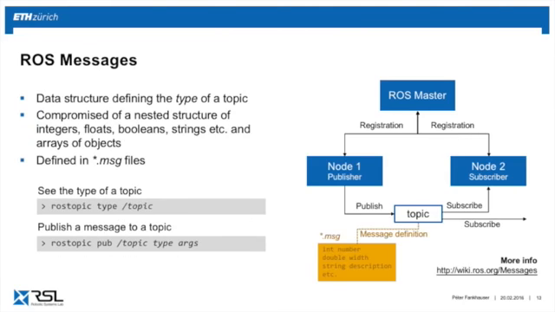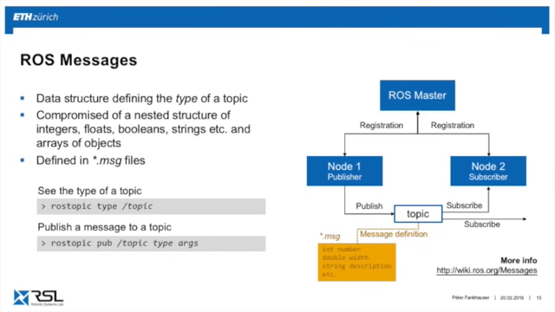Now on these ROS topics, the nodes publish messages. So essentially the message defines the data structure of the information that flows from one node to the others. It's comprised of simple types such as integers, floats, booleans, strings, etc., and also arrays of these objects. And they can be nested, so one message can be included in the other one, and we'll see an example in a second.